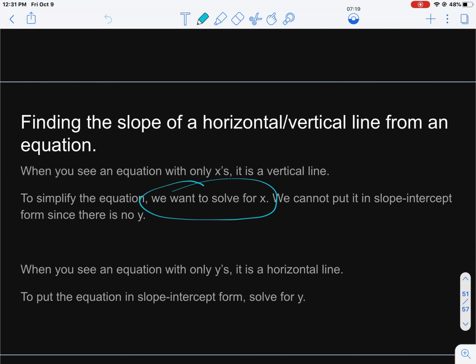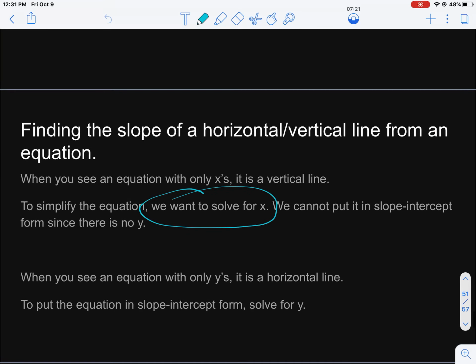Now, what you'll find is in some equations, there's no x or there's no y. So if you see an equation with no x, then you know it's a horizontal line, because y equals a number is a horizontal line equation. If there's no y in your equation and there are only x's, we want to solve for x, and that would give us a vertical line.